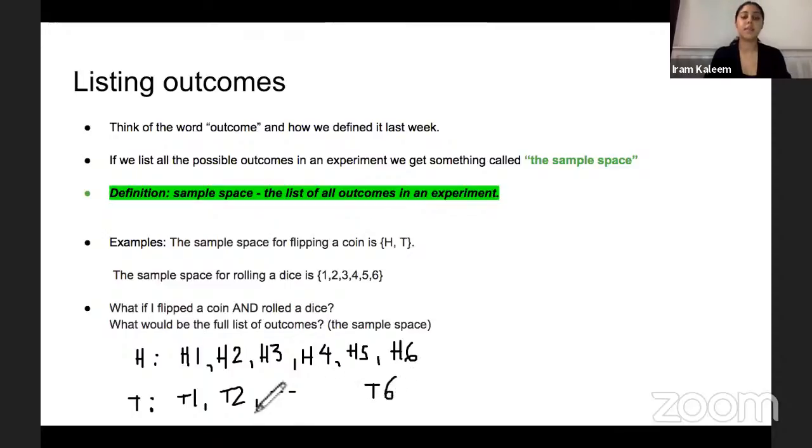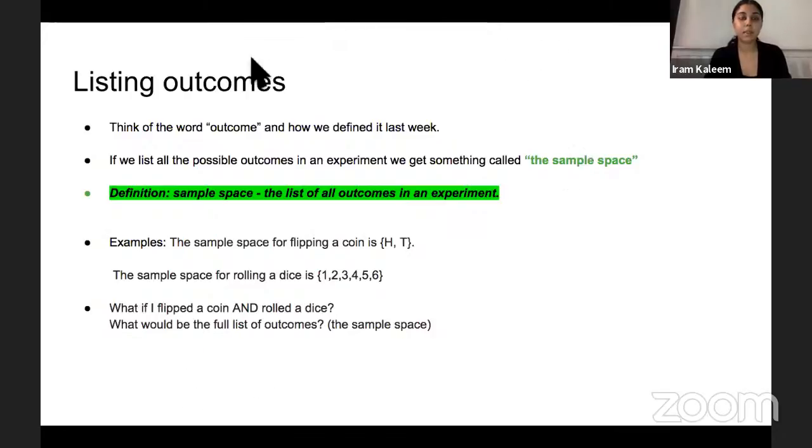Do the same thing. I've just not bothered to write it out in this case because it's just the same thing as with the H's. So that's the full list of outcomes. H1 all the way up to H6 and T1 all the way up to T6. So this is all the possible outcomes if you flip a coin and roll a dice. So well done if you got that. That is, again, one of the examples that we looked at in one of the earlier lectures.